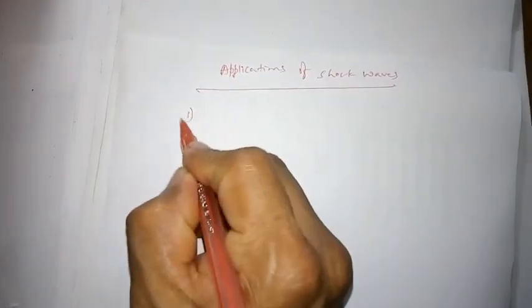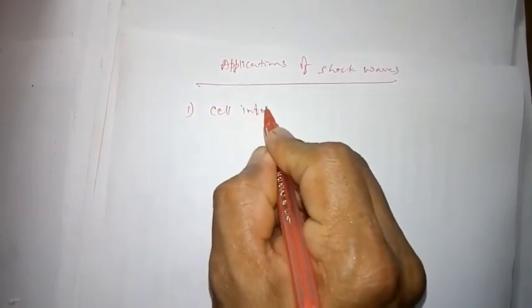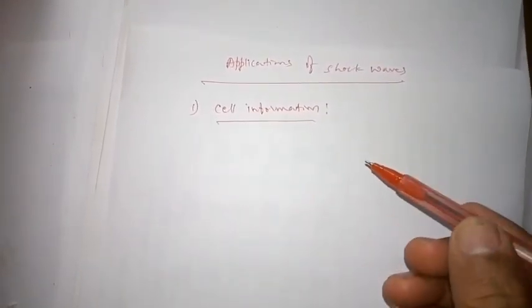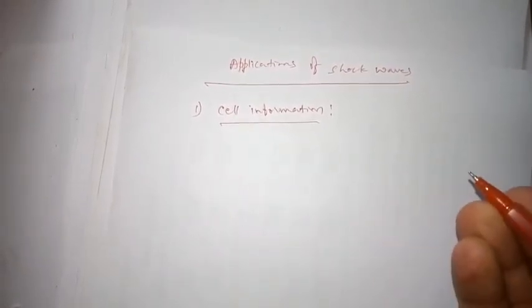Of course, the first application is cell transformation. This is a genetic engineering application. By passing a shock wave of appropriate strength, DNA can be pushed into a cell. So if we can push the amount of DNA required using a shock wave without damaging the cell, that is a specialty.